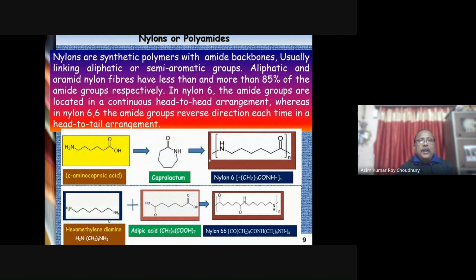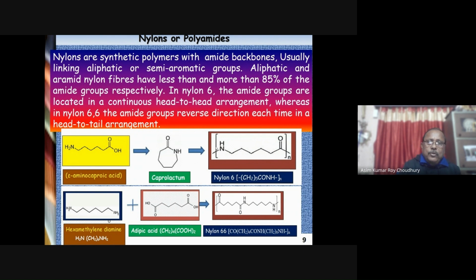These are nylon. Nylons are synthetic polymers with amide backbones. They may be aliphatic or semi-aromatic. Aliphatic have less than 85%, and aramids have more than 85% of amide group.